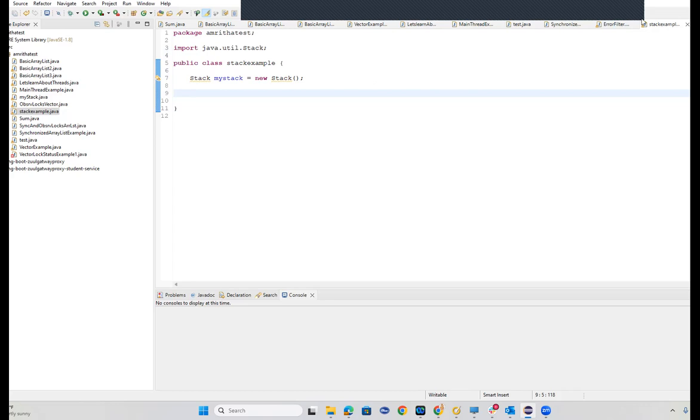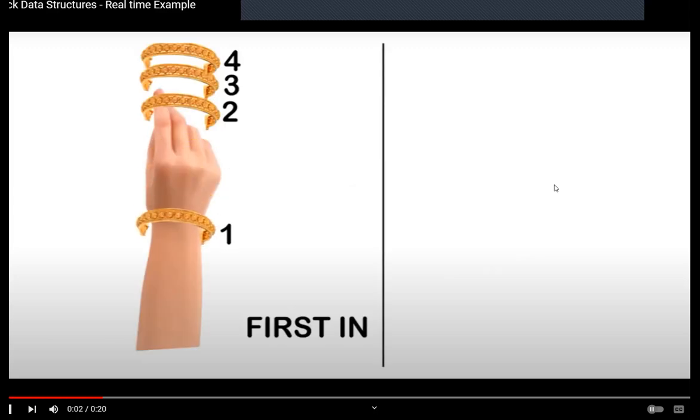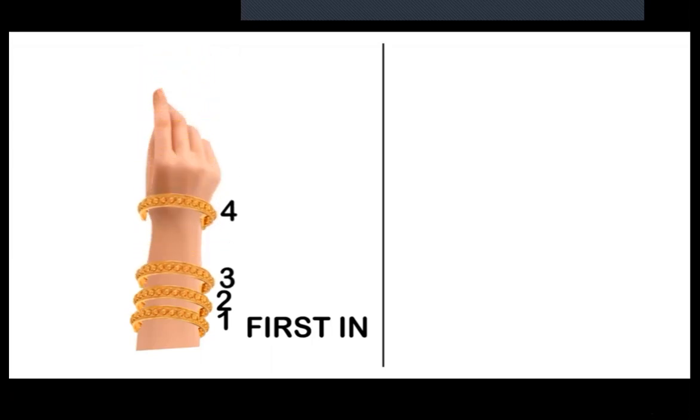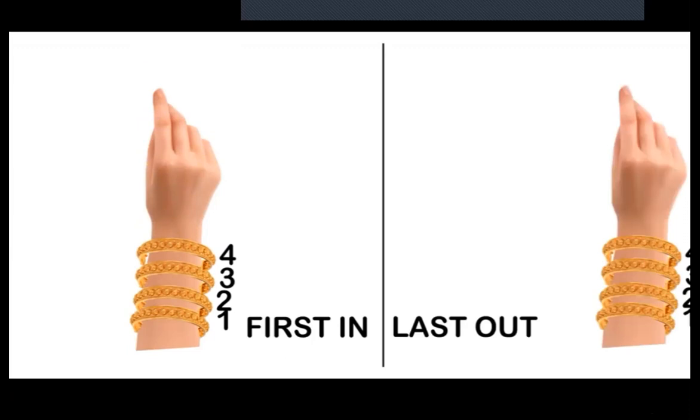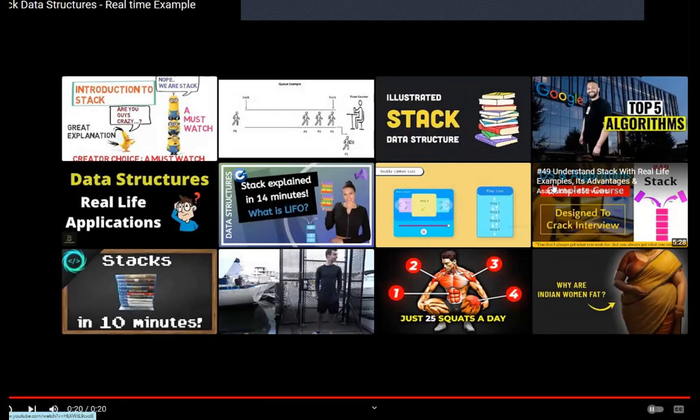And so let's see once again what I meant. The element that goes first in, whatever you want to insert, is called first in. And when you want to remove, you remove the last out. So the stack data structure follows first in, last out. It's called LIFO.